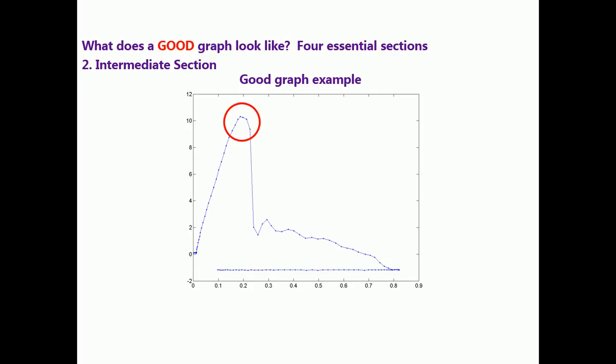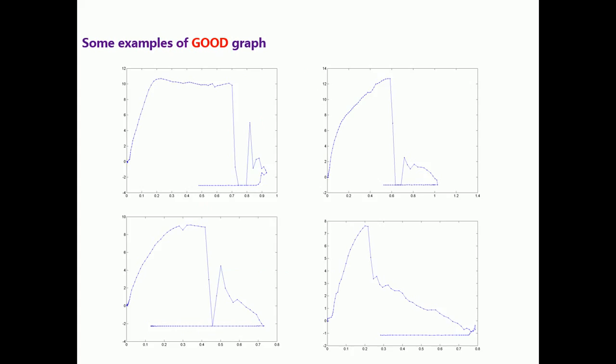Please note that the length of the intermediate section can vary a lot according to the different plant types and their moisture. This is a good example of a graph with a very short intermediate section. Here we have more examples of good graphs from previous tests. As you can see, they all start with a pretty straight section and then follow with the intermediate section. The length of the section and the direction vary a lot.